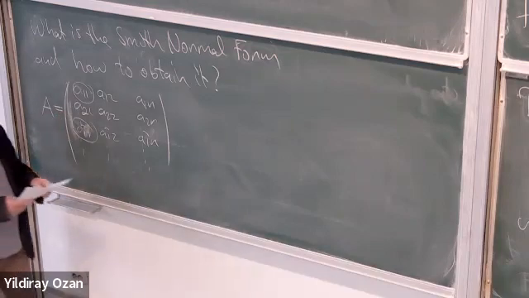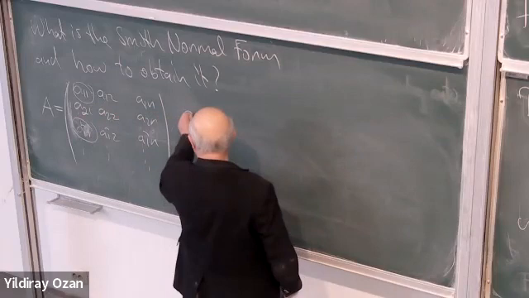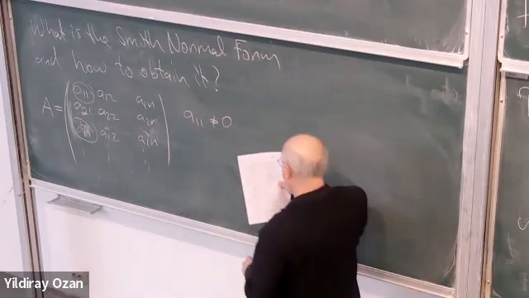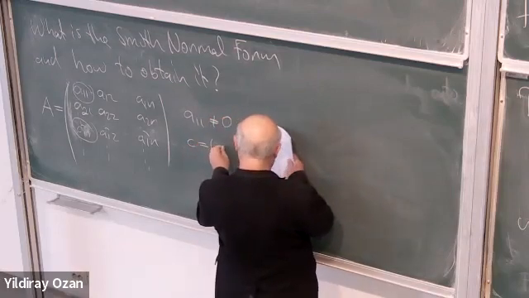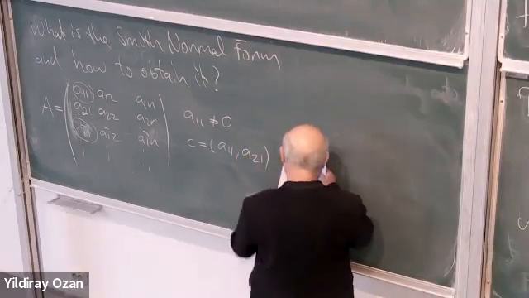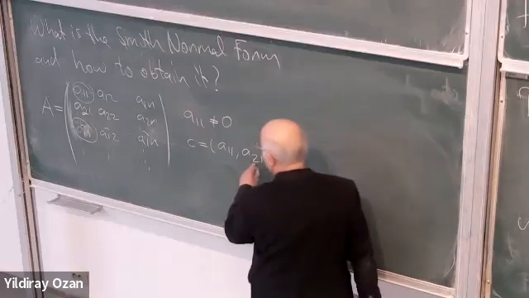Şöyle diyeyim. Mesela, so I assume that A11 is not zero. Let's say C is the greatest common divisor of A11 and A21. Now, this is the greatest common divisor.